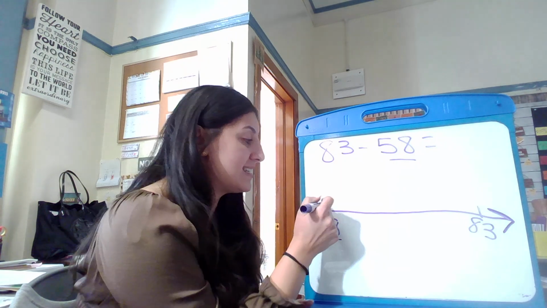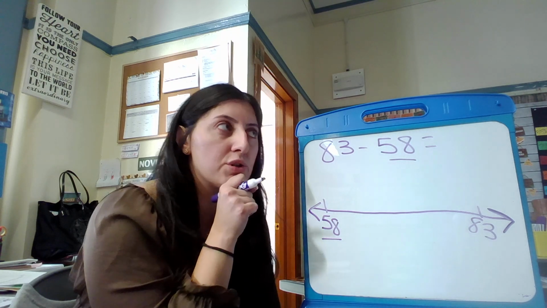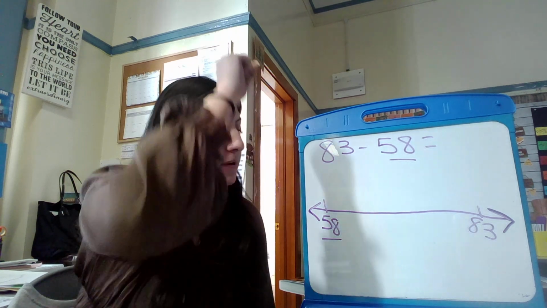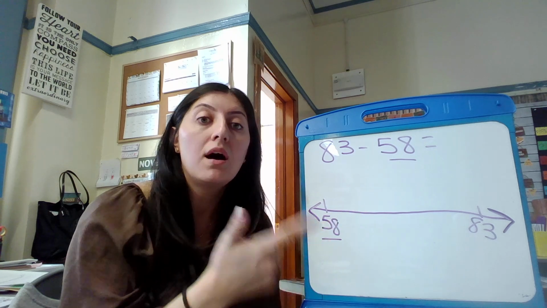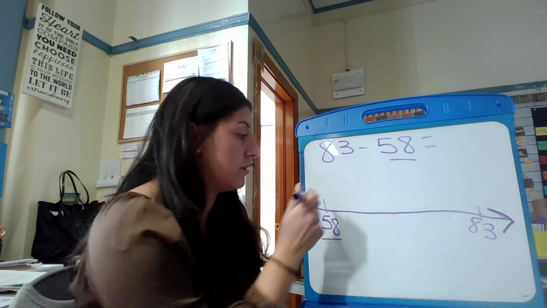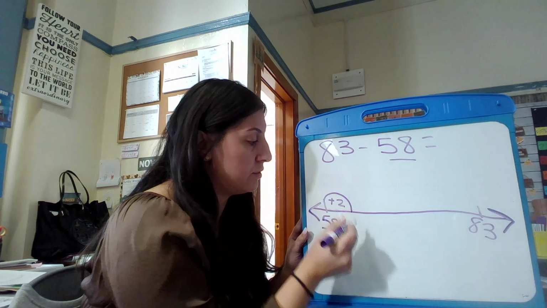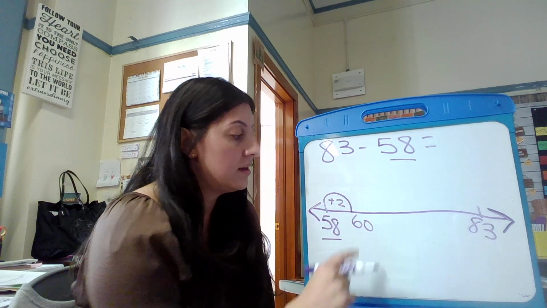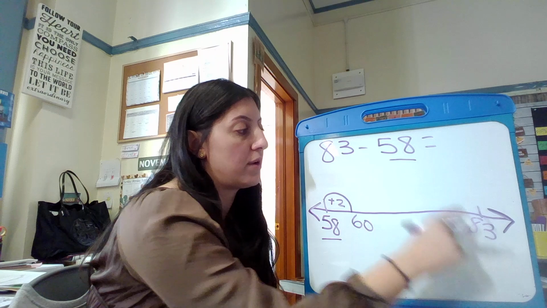I know, it's 60. So, how many jumps will I have to take from 58 to get to 60? Let's see. I'm going to put 58 in my head and I'm going to count up. 59, 60. I have to do 2 jumps. So, I'm going to do plus 2. And we get from 58, we add 2 and we get 60. Now, I'm looking at 60. I need to get to 83.